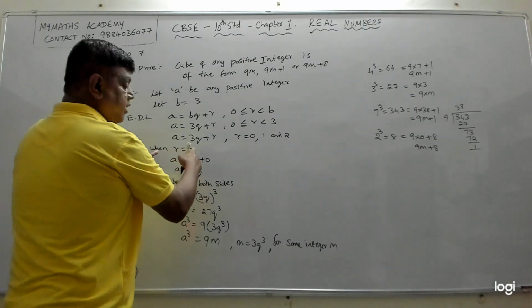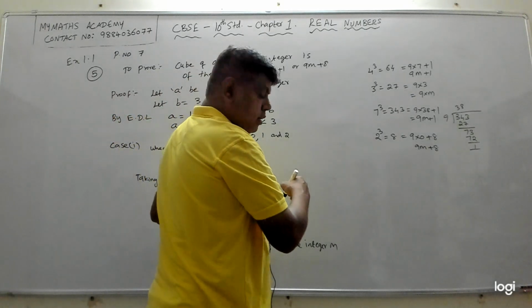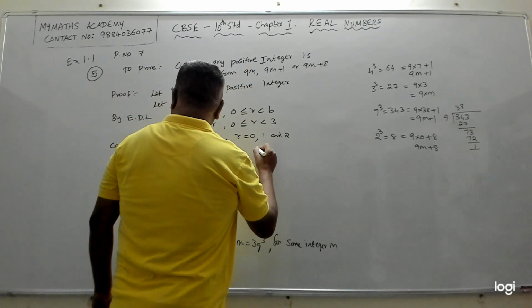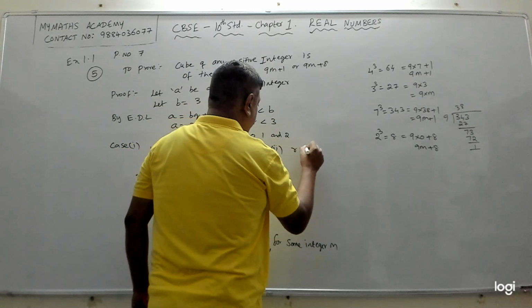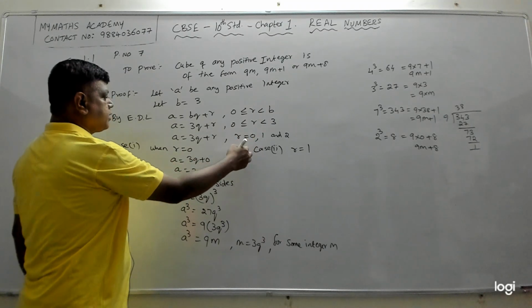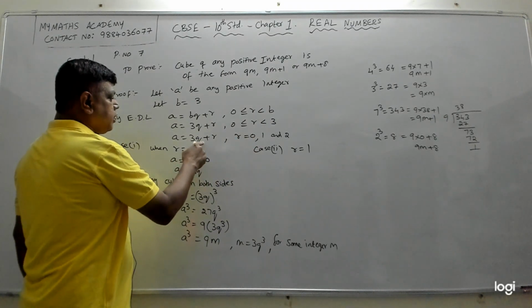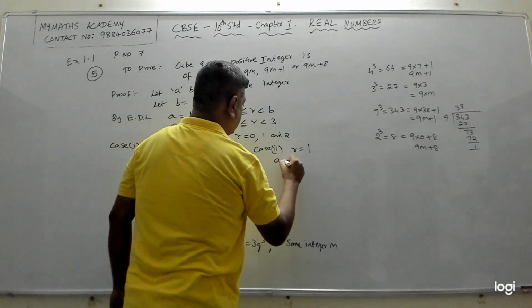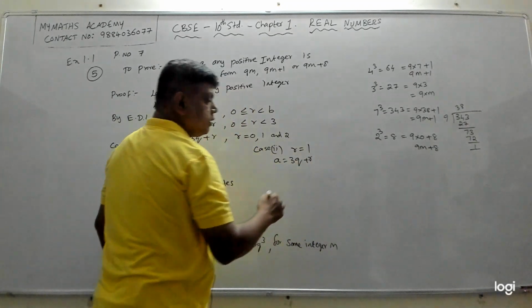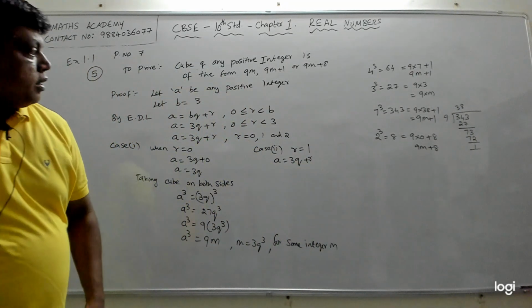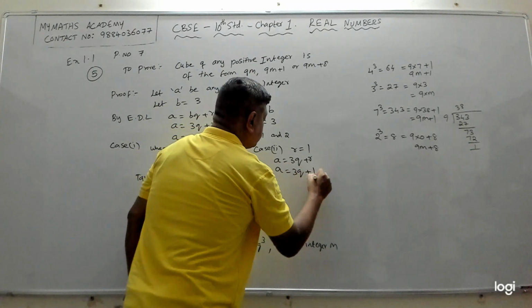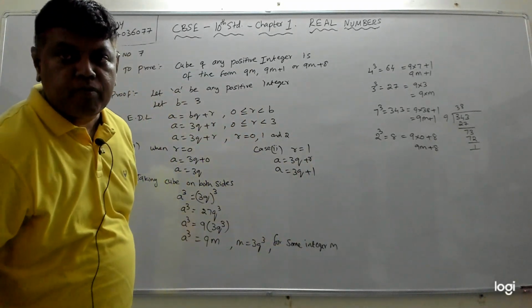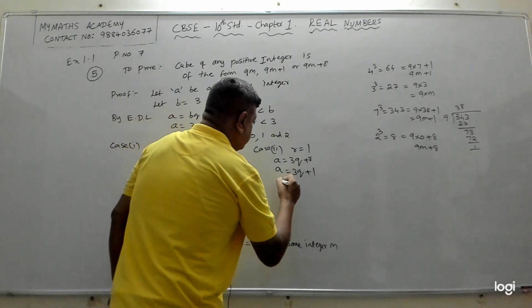So now we should take the second case. Case 2 is r is equal to 1. We have to take the r is equal to 1 case. When r is 1, a is equal to 3q plus r, that is what we have. So my a becomes 3q plus 1 because r is 1.